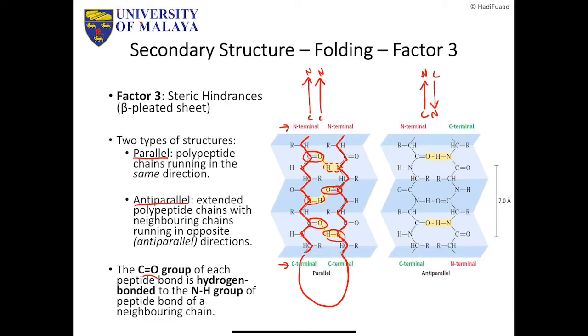So that's why it forms a kind of linear pleated sheet. You fold the sheet, and then you open it up. Then you can see the sheet is forming a zigzag pattern, like that, if you look at it from this side. So this is what is meant by a beta pleated sheet.